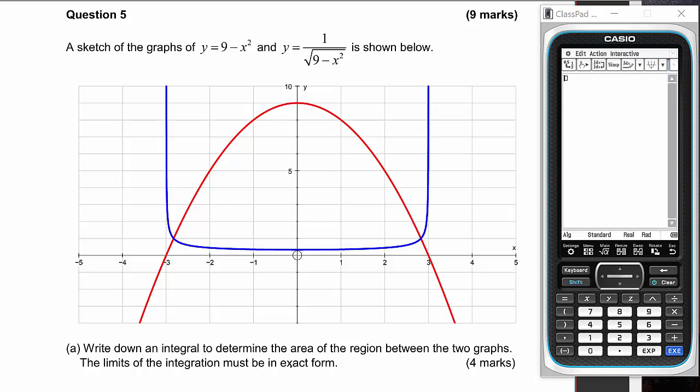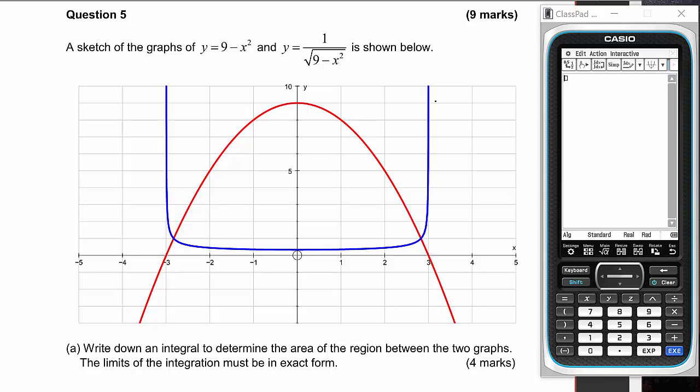Write down an integral to determine the area of the region between the two graphs. The limits of the integration must be in exact form, and we're told that the graphs are y equals 9 minus x squared, which will be the red one, and y equals 1 over the square root of 9 minus x squared, which would be the blue one.